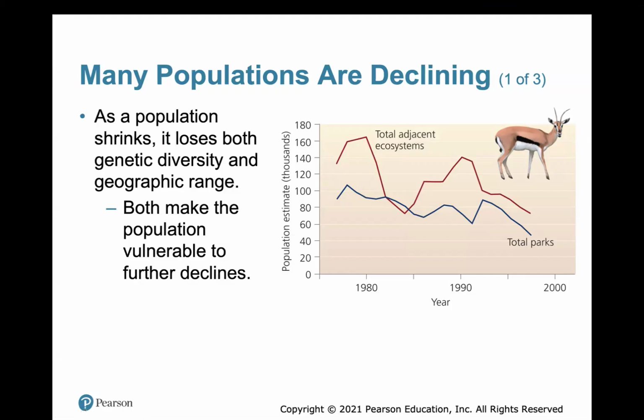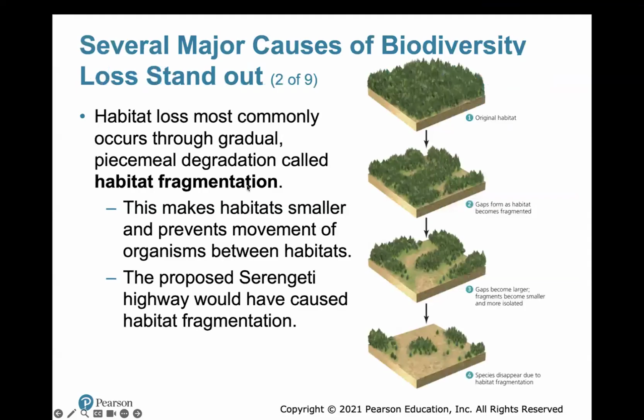So many species today are fewer in number than they once were. They occupy less area than they once did, and they are trying to make some efforts to stop the decline of the populations. There are several causes. I'm not going to cover all of them, just a few of them. So one of the causes of biodiversity loss is habitat fragmentation.